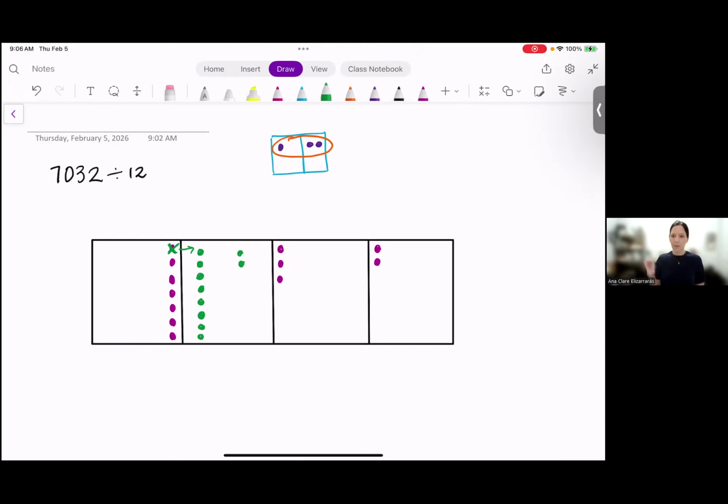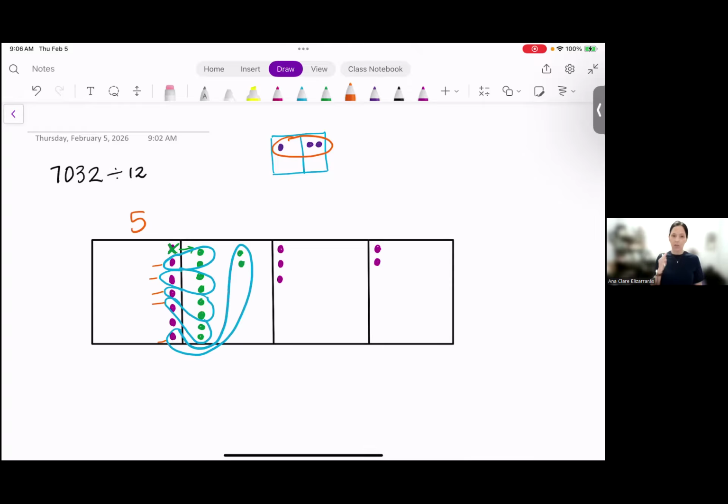And now I start circling up groups of 1 and 2. Here's a group of 1 and 2. Here's a group of 1 and 2. Here's a group of 1 and 2. Here's a group of 1 and 2. And then I have one more group of 1 and 2. So I just want to pay attention to the fact that I had 1, 2, 3, 4, 5 of those groups.